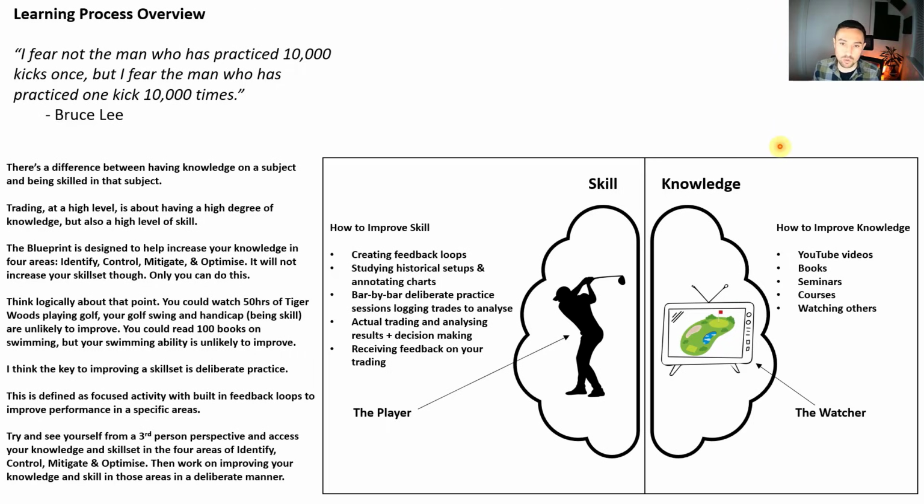So to improve your knowledge, you could watch YouTube videos, you could read books, you could watch seminars, courses like this, watching others. Okay, that's to watch it. Now, the Masters is kicking off in a couple of days' time, so I'm kind of using this analogy of a golfer, right? But let me just actually jump back over here, okay? The blueprint is designed to help increase your knowledge in 4 areas: identify, control, mitigate, and optimize. It will not increase your skill though. Only you can do this.